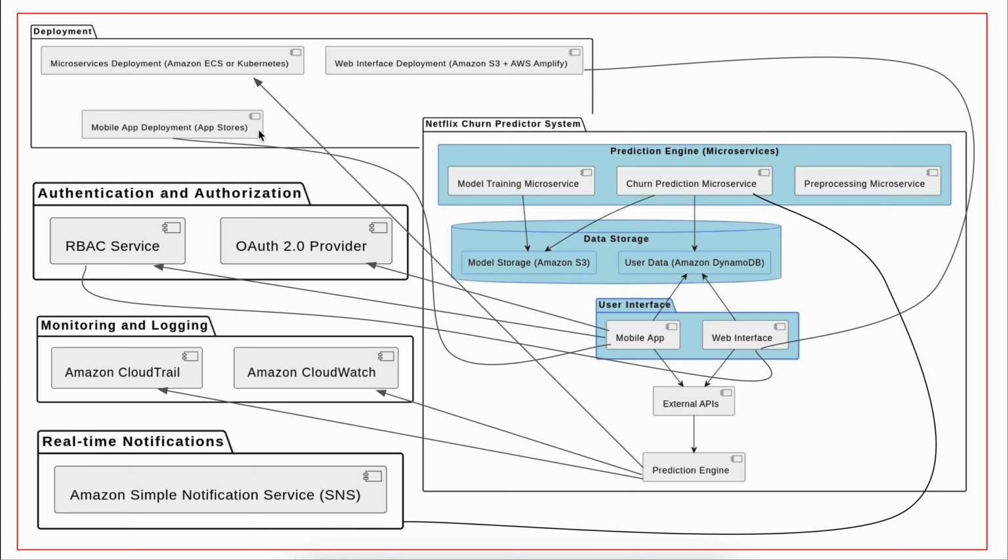So, in the microservices deployment, microservices are deployed using containers and orchestration platforms like Amazon ECS or Kubernetes. These platforms manage the life cycle of containers, ensuring high availability and scalability. Whereas the web interface is hosted on either Amazon S3 and delivered using AWS Amplify, which simplifies the process of deploying and managing the web applications so that the users can easily interact with the web interface.